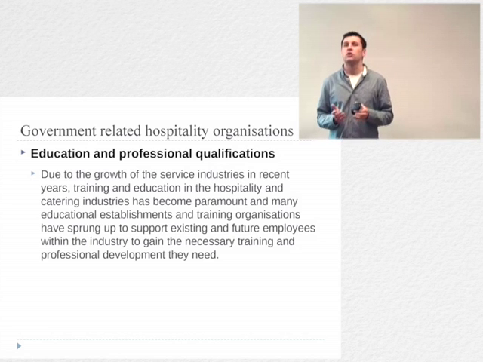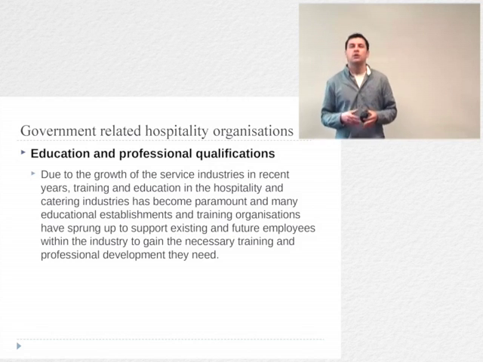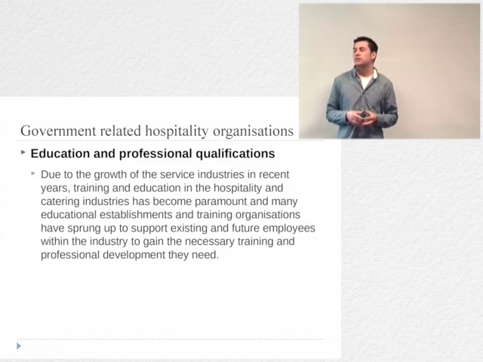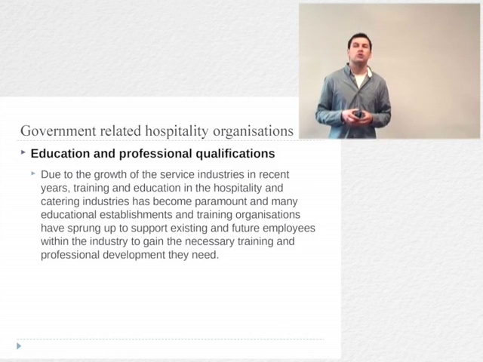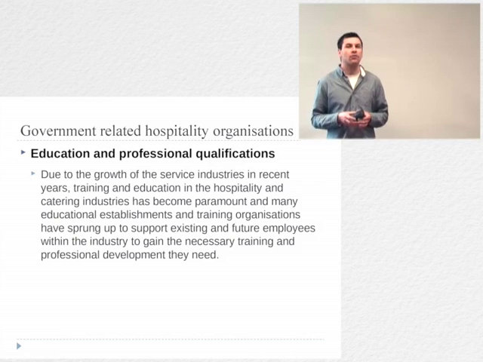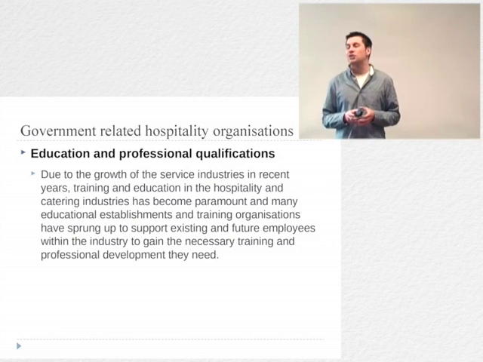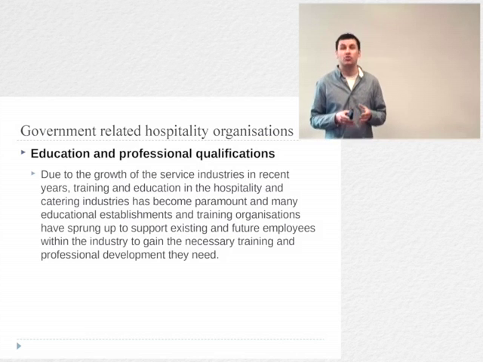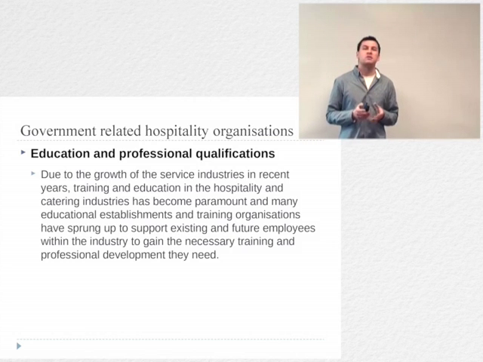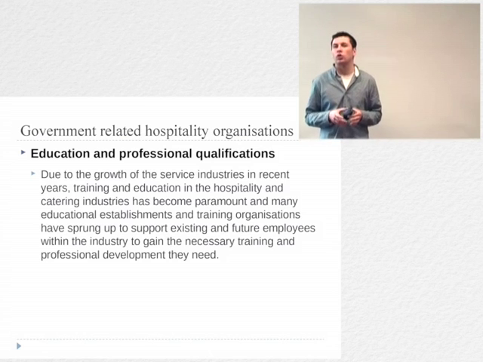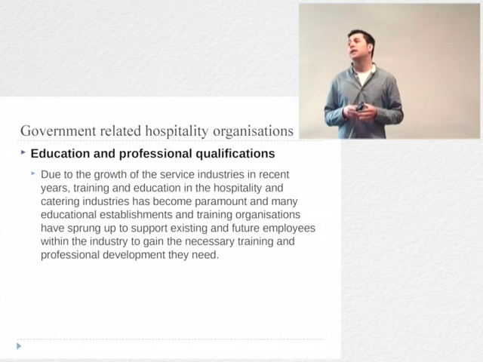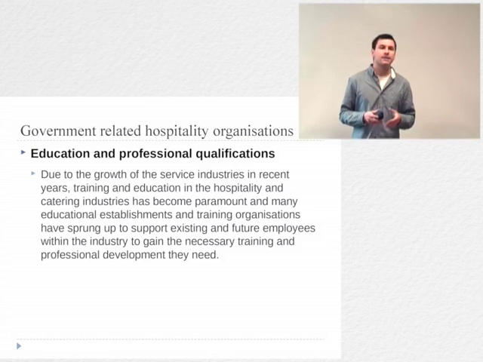Education and professional qualifications. Due to the growth of the service industries in recent years, training and education in the hospitality and catering industries has become paramount, and many educational establishments and training organisations have sprung up to support existing and future employees within the industry to gain the necessary training and professional development they need.